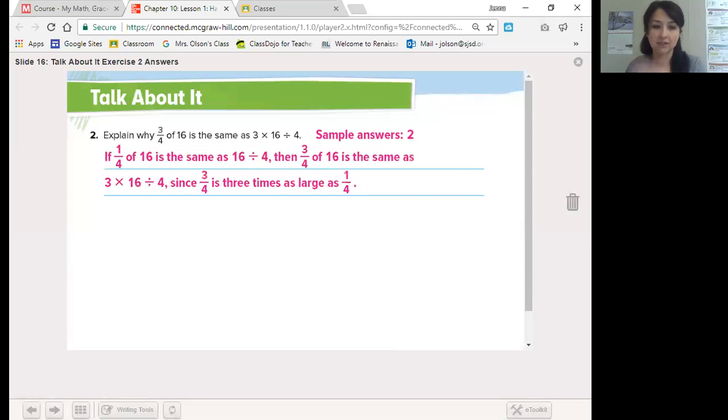So it says, you can say, if 1/4 of 16 is the same as 16 divided by 4, then 3/4 is the same as saying 3 groups of 16 divided by 4, since 3/4 is 3 times as large as 1/4. So they actually just talked about what their solution was for the first problem. If you wanted to solve it with the tape diagram, if you wanted to solve it using equations, if you wanted to solve it just like this, you could. But I need to know that you understand what we're doing on these problems.